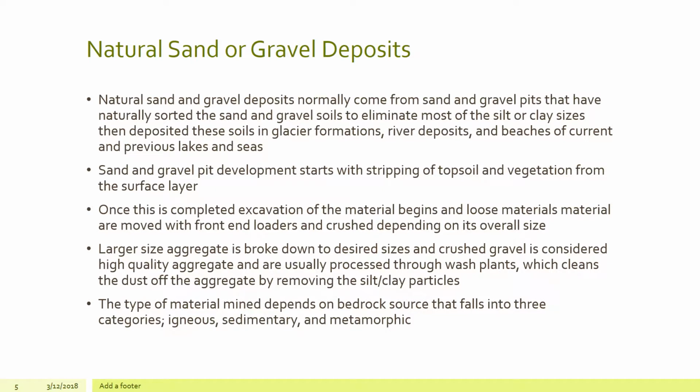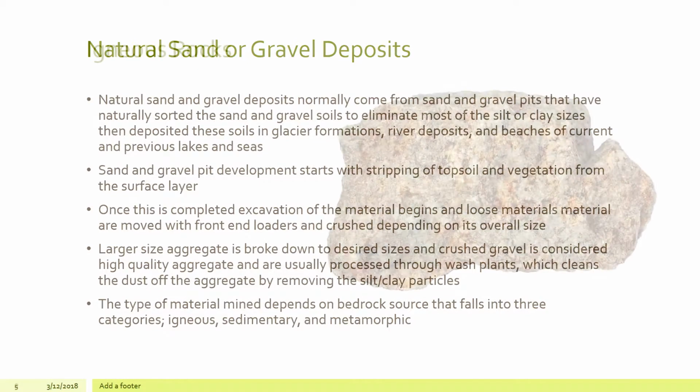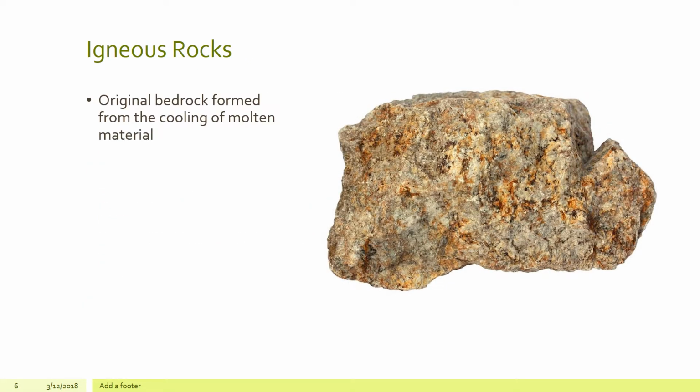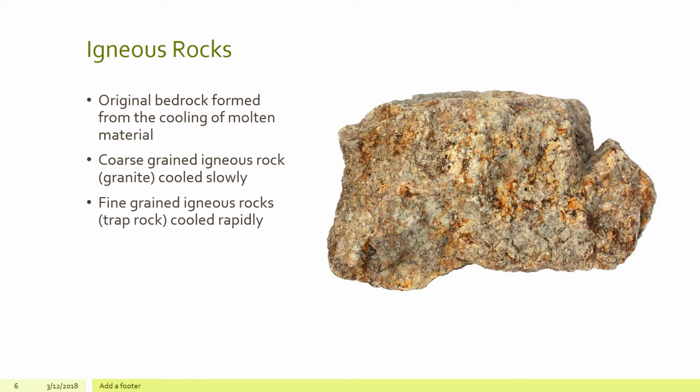The type of material mined depends on the bedrock source, which falls into three categories: igneous, sedimentary, and metamorphic. Igneous rocks are original bedrock formed from the cooling of molten material over time. Coarse-grained igneous rock, granite, cooled slowly. Fine-grained igneous rocks, trap rock, cooled rapidly.